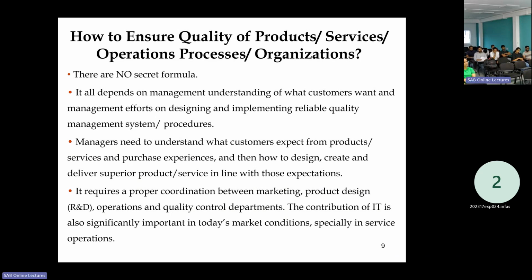Managers should know about quality management techniques, methods, and more importantly, the advantages. This topic will help you. There is no secret formula for quality management. It all depends on management's understanding of what customers want and what management wants to do, and their efforts in designing and implementing reliable quality management procedures.